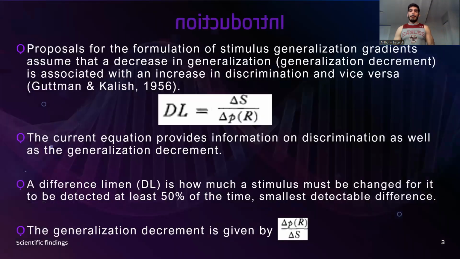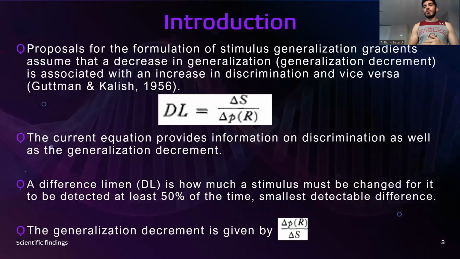So, the article that I picked was by Guttman and Kalish, and it focused on stimulus discrimination and generalization. And it also talked about something called the difference limen, which is a new term, but it relates to discrimination. So proposals for the formulation of stimulus generalization gradients assume that a decrease in generalization, this would be the generalization decrement, is associated with an increase in discrimination, and vice versa.